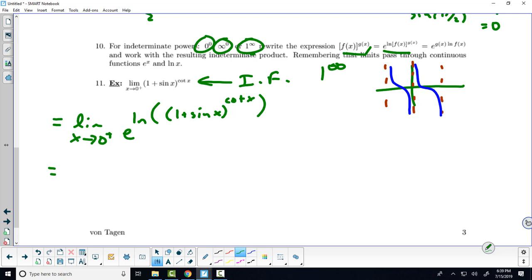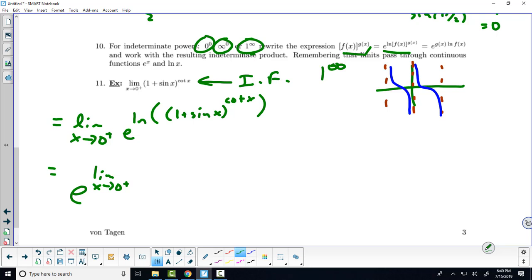Now, I'm going to do two steps at once, folks, just to save me writing. The first step is we said that limits can pass inside continuous functions, and e to the x is about as continuous as they come. So I can pass this limit inside e to the x. So I'm going to write it as e to the limit as x approaches 0 from the right of, and then I'm going to do one more step. But does everyone understand what I just did? I passed the limit inside the continuous function.